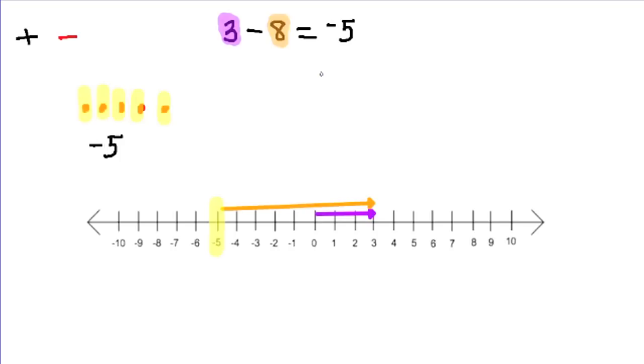Our final technique is to add the opposite, so 3 minus 8. Remember, the first integer stays the same, the second integer changes to addition, and the third integer switches to its opposite, which in this case is negative 8. 3 plus negative 8 is negative 5.